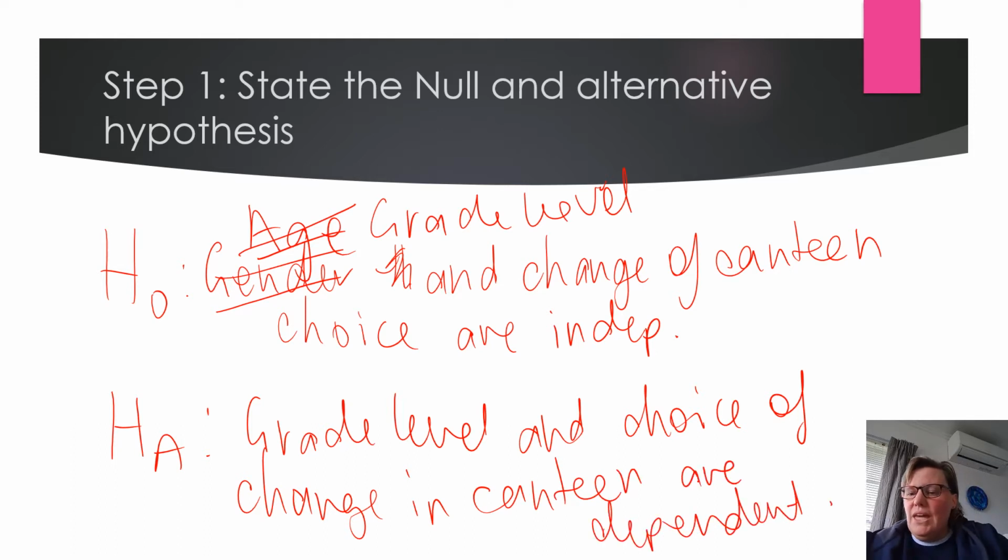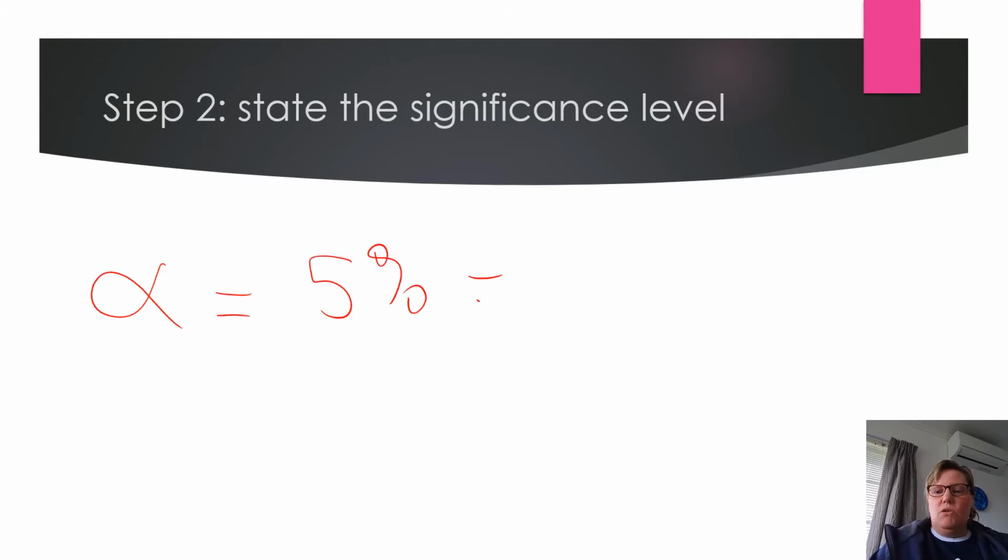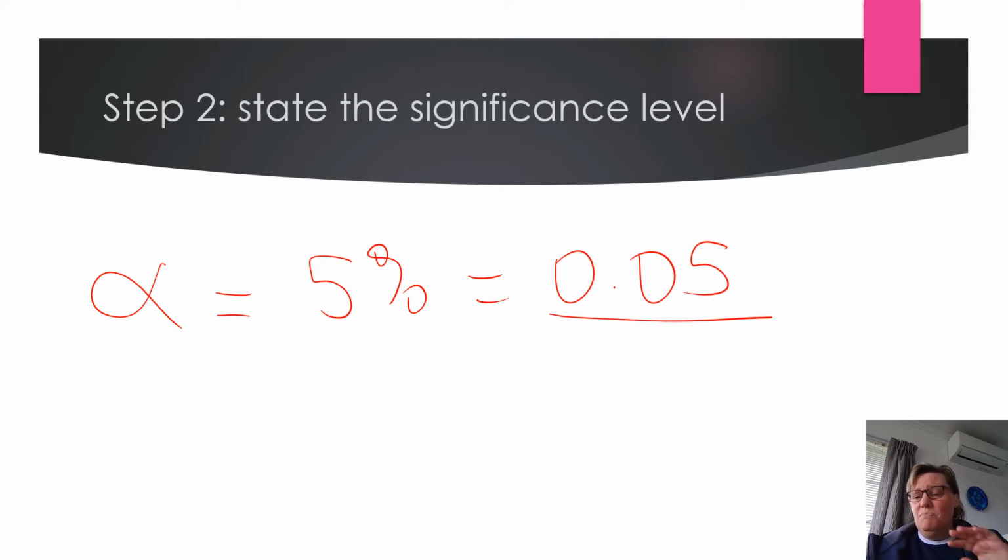Now, the important thing here to remember is that what we're trying to say is, does the grade level you're at actually affect what choice you make? Now, when you look at the raw data, as we said in the last video, it appears that it does. Okay, state the significance level. You've done that before. It was 5%, so that is 0.05. Okay, you're only going to get 5, 10, or 1. Pretty easy.